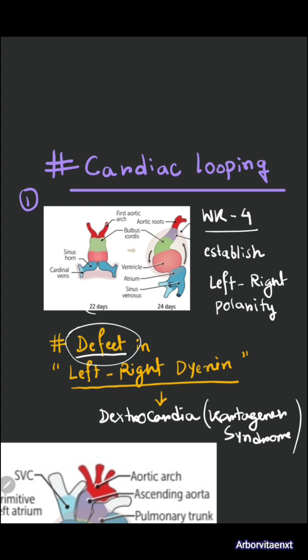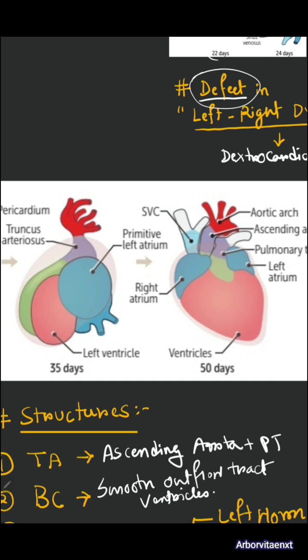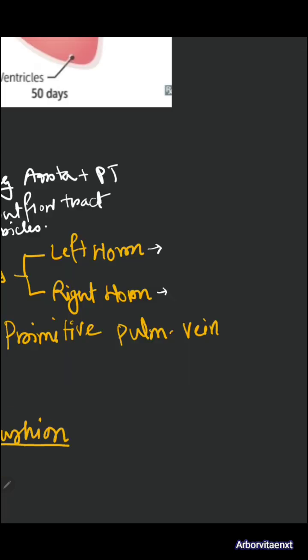The next part is the sinus venosus. These are the sinus horns. You can see this is the sinus venosus. Let's see what this part gives rise to. The sinus venosus has two horns, one the left horn and one the right horn. The left horn of the sinus venosus gives rise to the coronary sinus, and the right horn gives rise to the sinus venarum, or the smooth part of the right atrium.